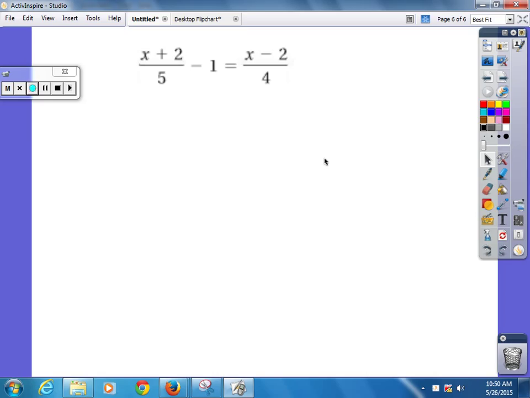Question: when we are moving x's from one side to the other, is it best to keep them positive or does it matter? Keep them positive, yes. Now you can combine like terms and get a negative and then move it over, but after you combine like terms, that's when I usually move it over if I have to.